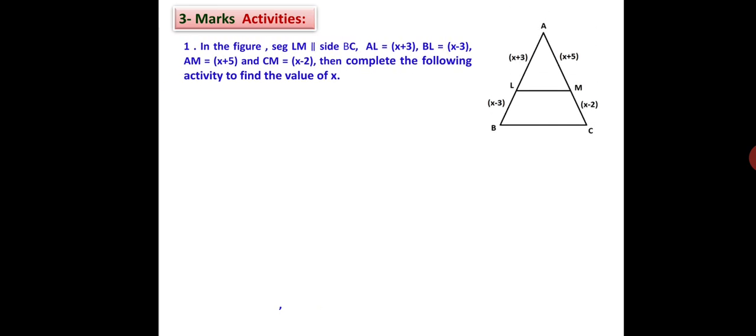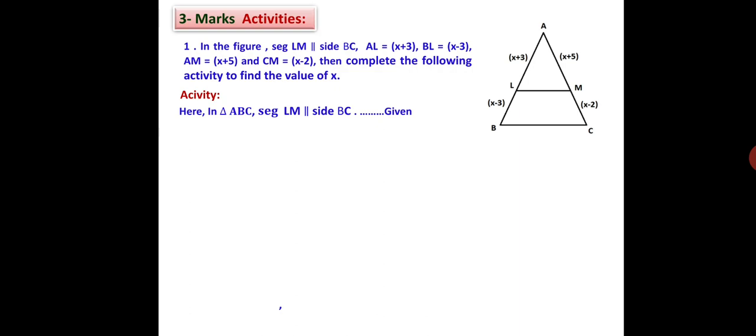For a 3 mark activity, how could it be? In the figure, segment LM is parallel to side BC, AL is equal to x plus 3, BL is equal to x minus 3, AM is x plus 5 and CM is x minus 2. Then complete the following activity to find the value of x. I think we haven't discussed such problems, but still it is converted into an activity.